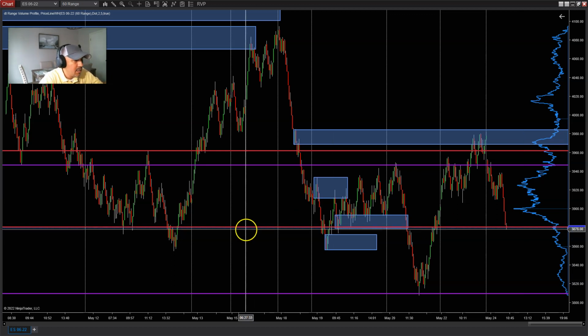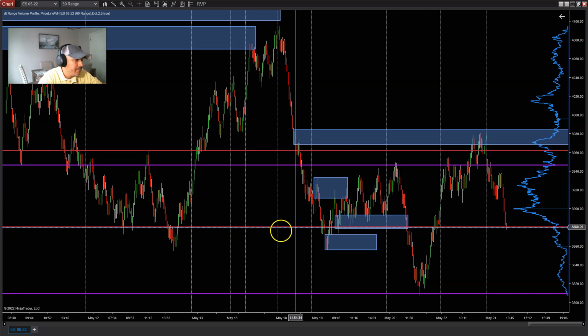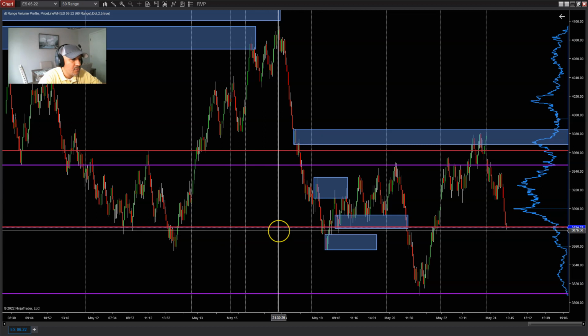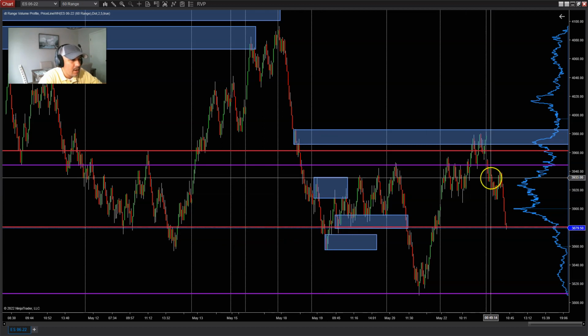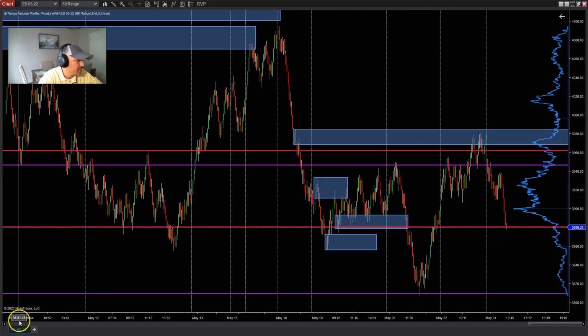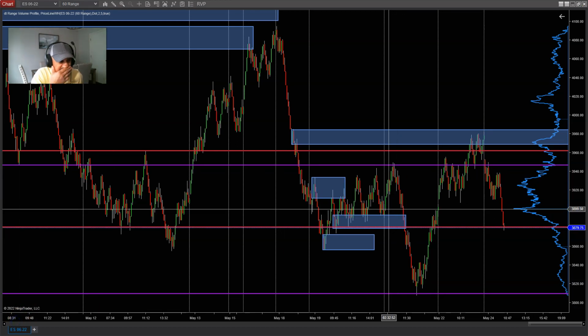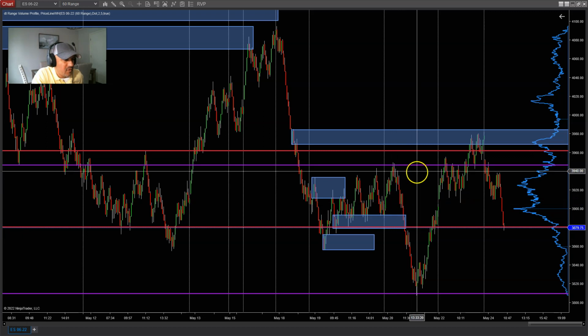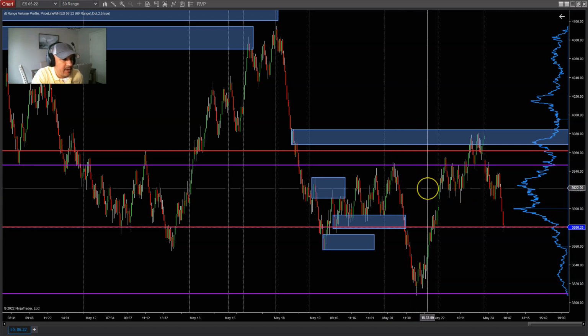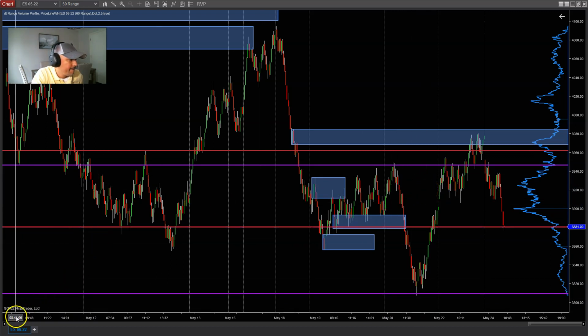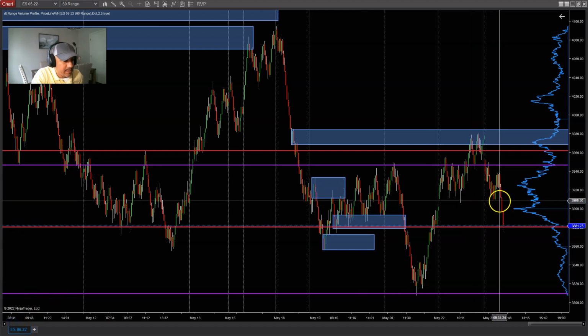So I'm going to scale down to my lower time frame chart, which is my 12 range, and see what the market's going to do. So let's see. Yeah, so if price pulls back, I'm going to say this.